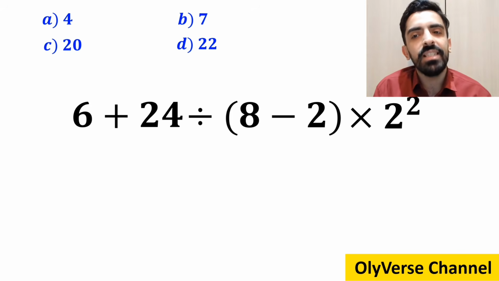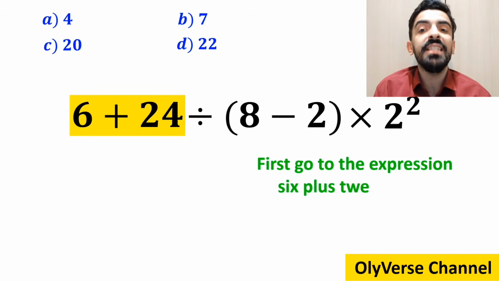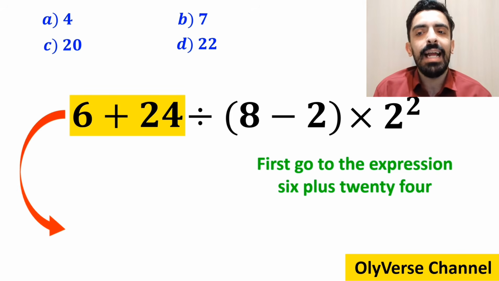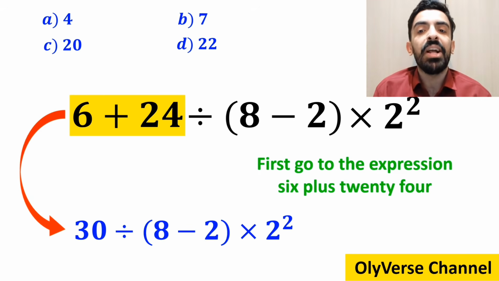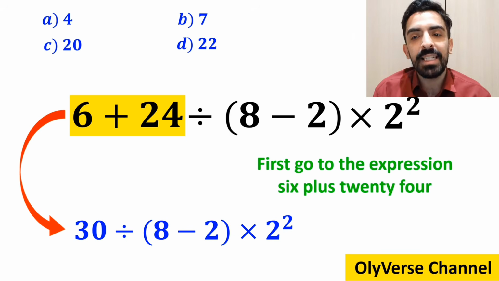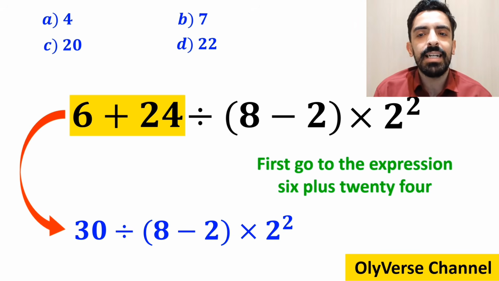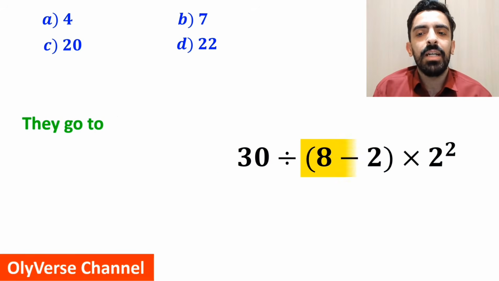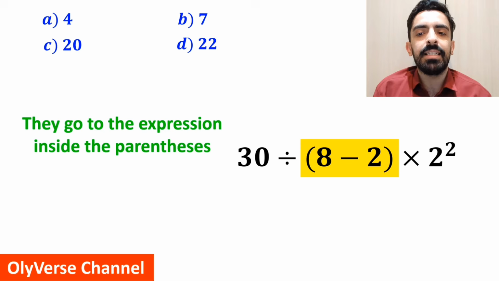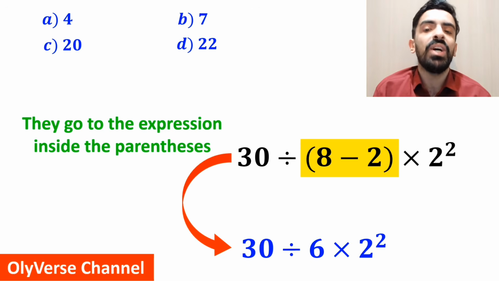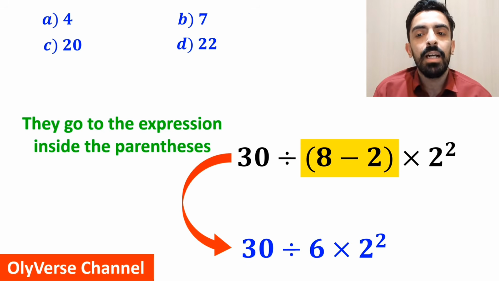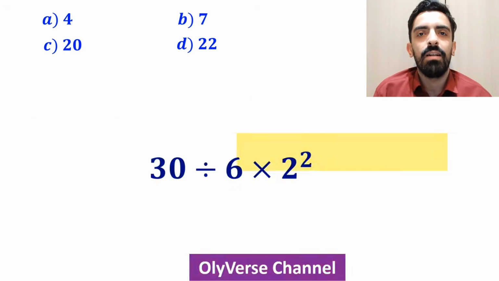Many people, when solving this question, first go to the expression 6 + 24, and instead of this expression, they write 30 ÷ (8 − 2) × 2². And the next step, they go to the expression inside the parentheses and simplify this expression to 30 ÷ 6 × 2².